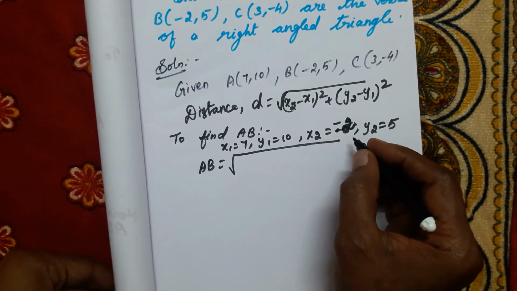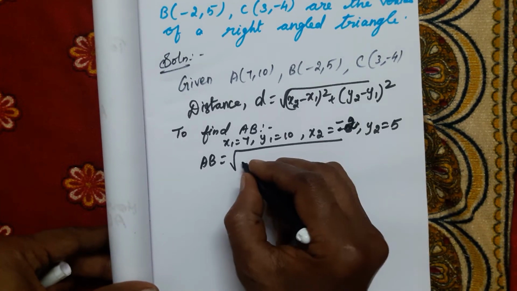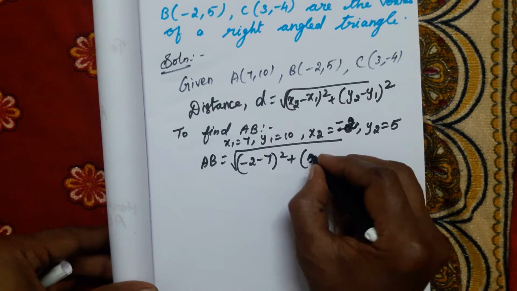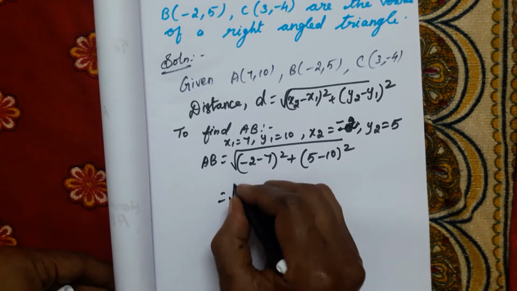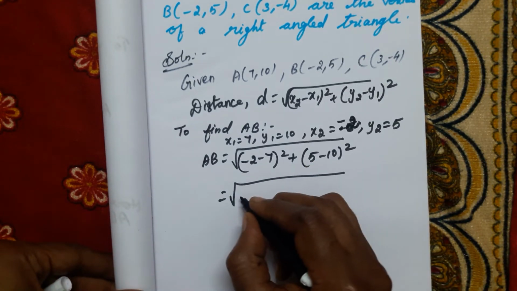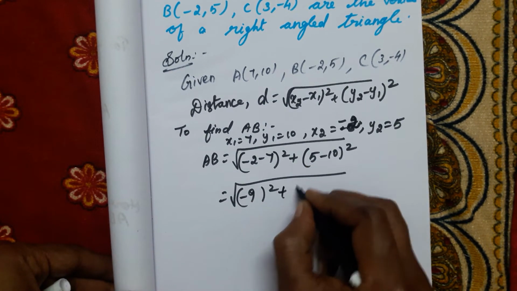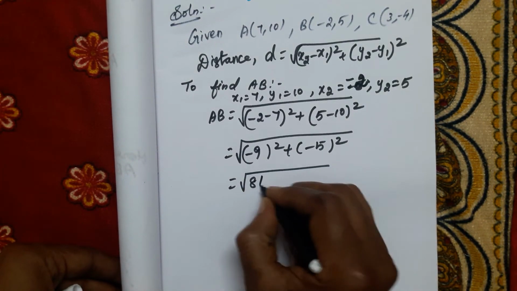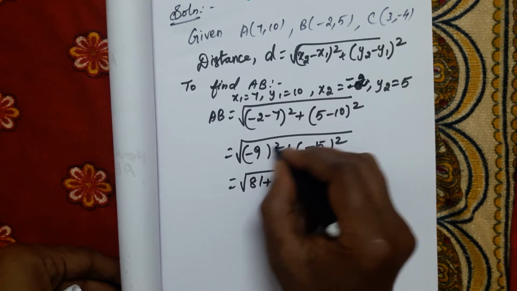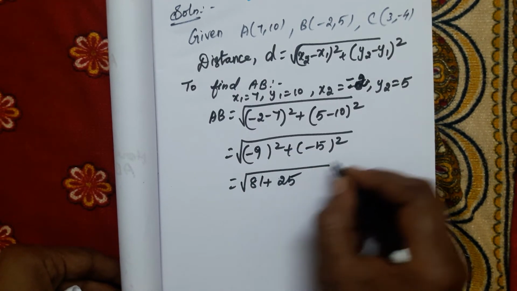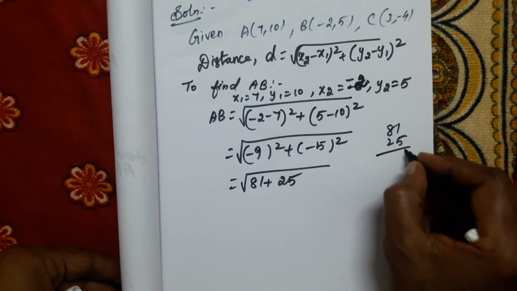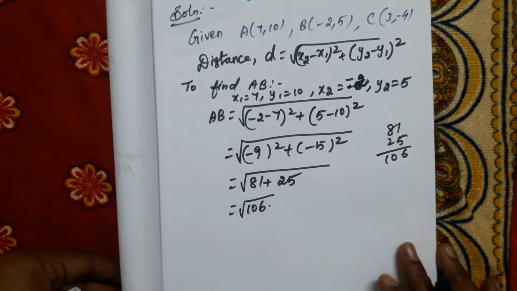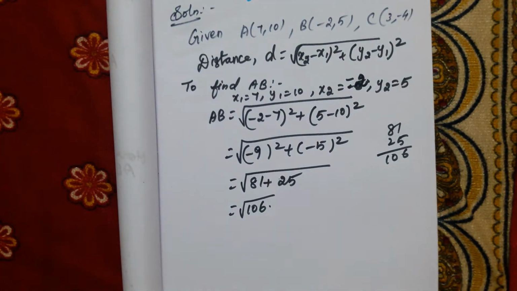AB is equal to root of (x2 minus x1) the whole square, that is (minus 2 minus 7) the whole square plus (y2 minus y1) the whole square, (5 minus 10) the whole square. It is equal to root of (minus 2 minus 7 means minus 9) the whole square plus (minus 5) the whole square. It's equal to root of 81 plus 25, which is 106. Root 106. AB is equal to root 106.